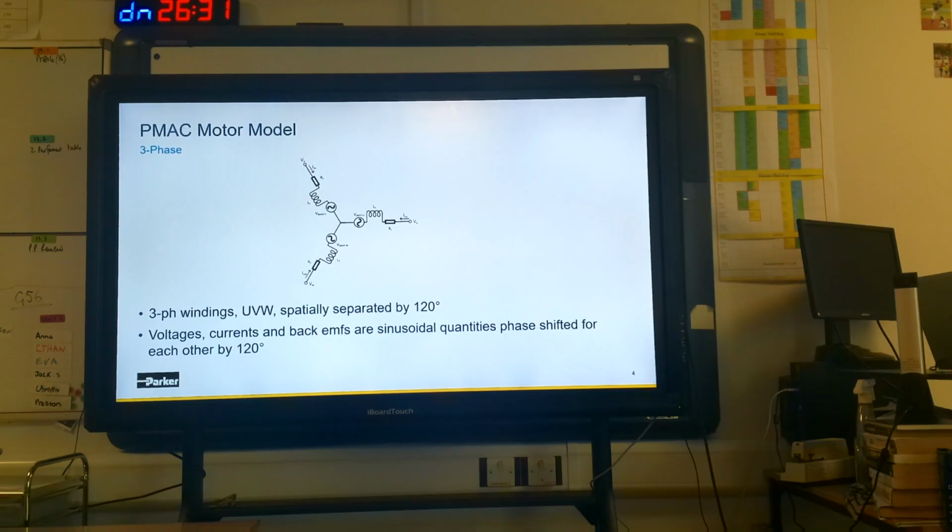And the final assumption we're going to make is there's no fault in the machine. So there are no false circuits or currents going to earth. If I take the three currents and add them together, Kirchhoff's law says they're going to be zero.